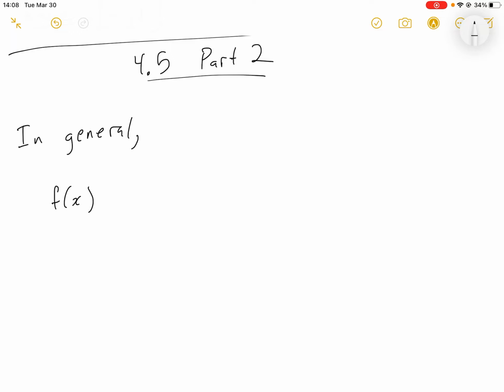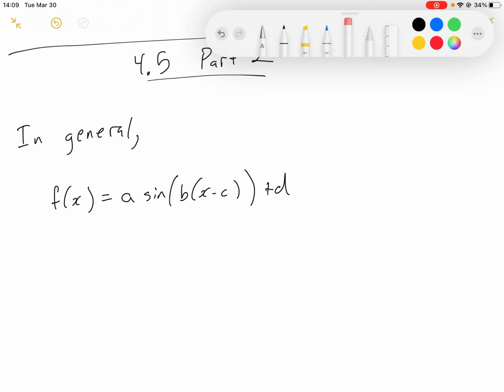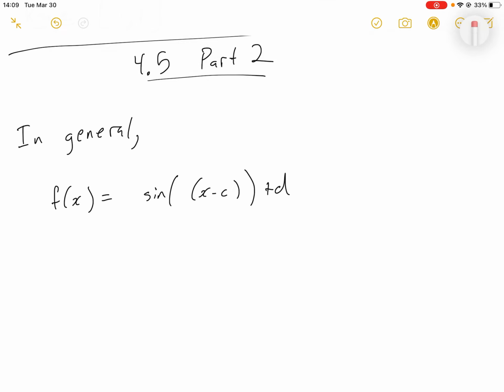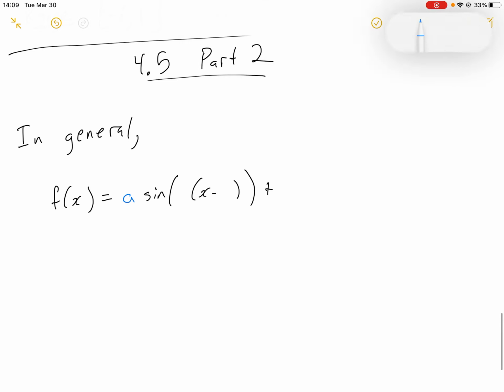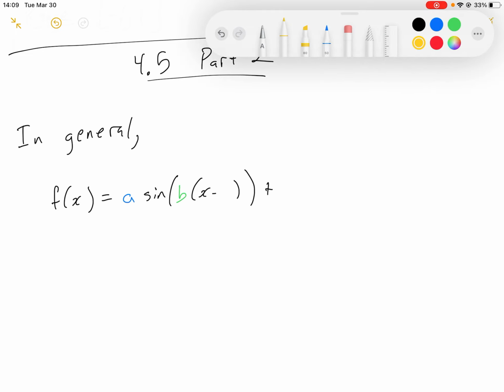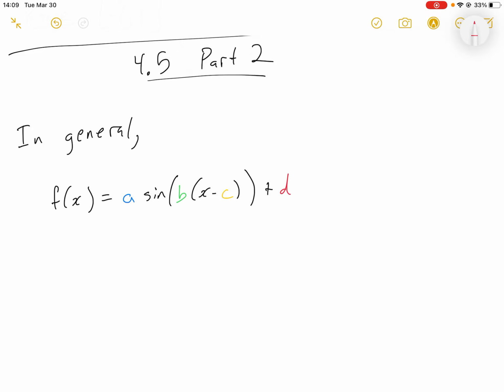So in general, we just say f of x equals, we're going to use some different letters here. So there's my sine function, there's x, and then I have a, b, c, and d in here. So let's go ahead, and I'm actually going to color code each of those, just so you can see what the final product will look like. We'll use blue for A, green for B, yellow for C, and then red for D.